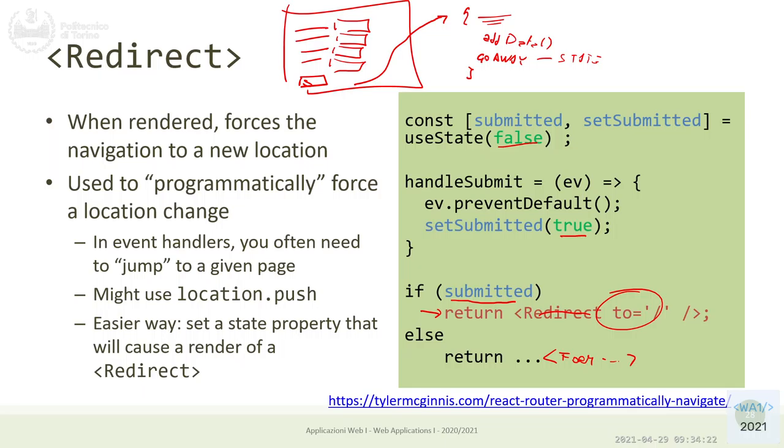At the moment in which this is executed, then the URL is changed, and the new page will be displayed. Actually, the different routes will trigger. So instead of using the history.push, which is a sort of imperative way of manipulating the history, we use the functional way of just changing the state so that this special component is rendered. Okay.